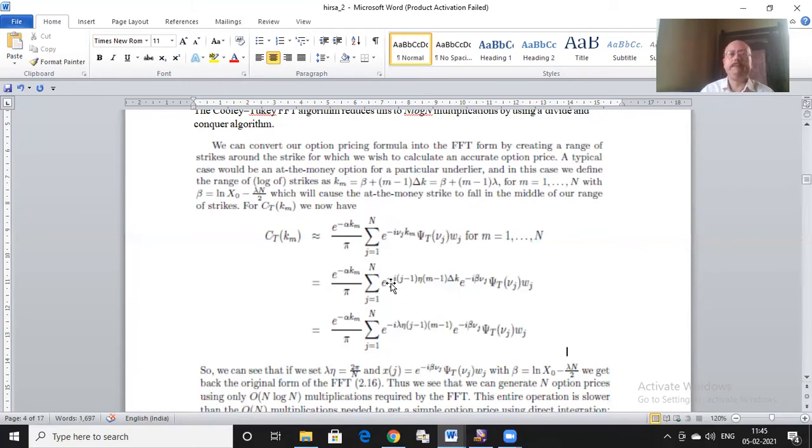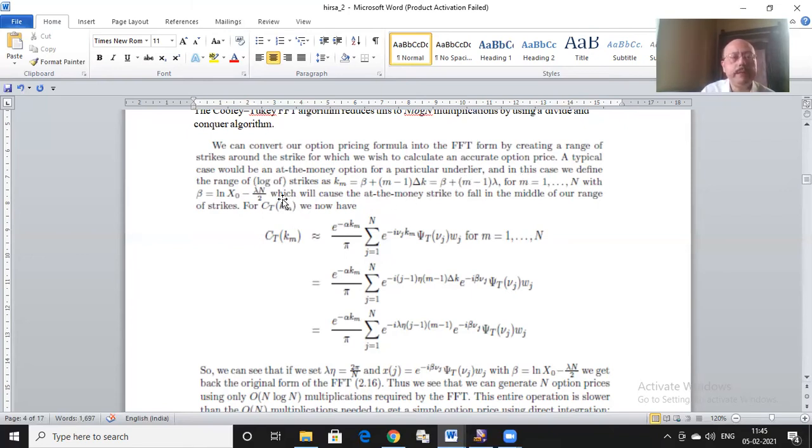So a typical case, let's talk about an example. A typical case would be an at the money option. At the money option means right now the stock price is roughly equal to the strike price. So you are not yet at the expiry, but right now the stock price S_t is close to capital K.